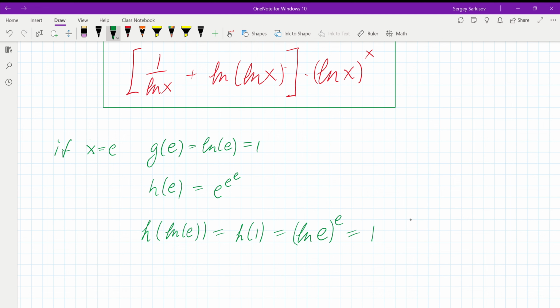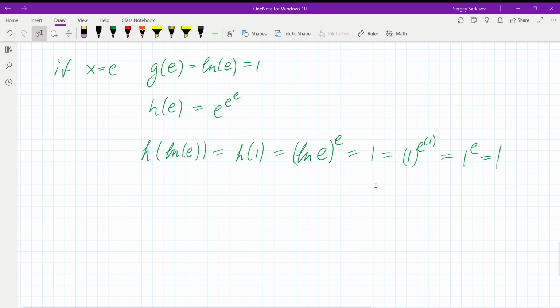Let's check it out. h of 1 is, remember, x, so 1 to the e to the 1. Yeah, it's working, okay? So it's still 1, because 1 to anything is 1. 1 to the e is 1. Okay? So I'm just messing around a little bit here, but look at this.